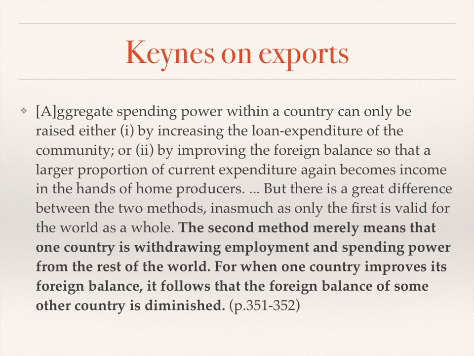So what he suggests is that one country, by pushing its trade balance to be more positive by trying to export more and import less, is withdrawing employment and spending power from the rest of the world. For when one country improves its foreign balance, it follows that the foreign balance of some other country is diminished. So again, we get a kind of fallacy of composition problem. And it means that there needs to be some sort of policy to address this. Just imagining that any individual country can fix its economic problems by exporting more is not going to give a solution for the world as a whole.